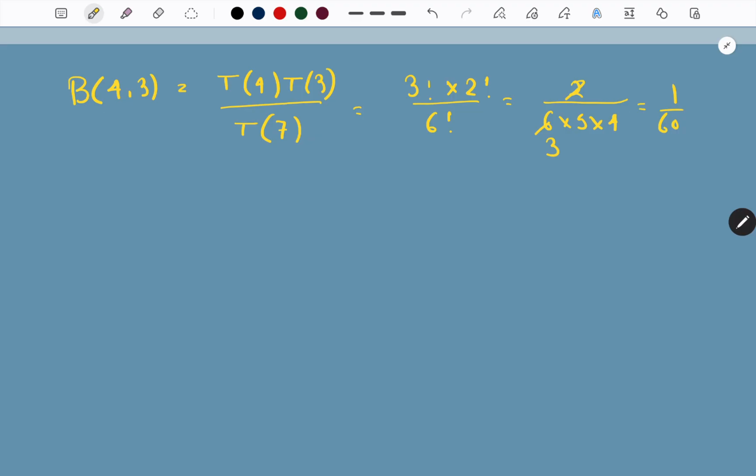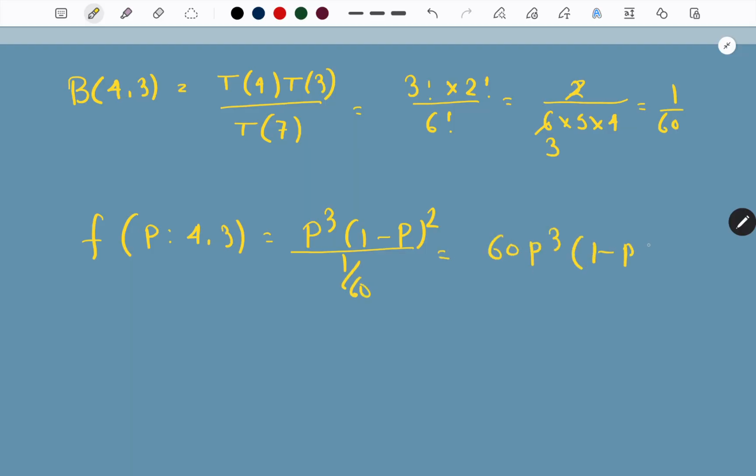Now substitute in the probability density function, which is f(p; 4, 3), which will be equal to p cube (1 minus p) whole square divided by 1 by 60, that is equal to 60 p cube (1 minus p) whole square. So (1 minus p) whole square.